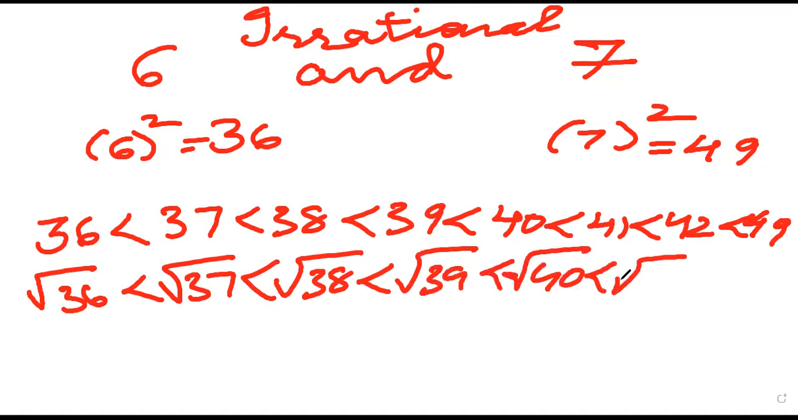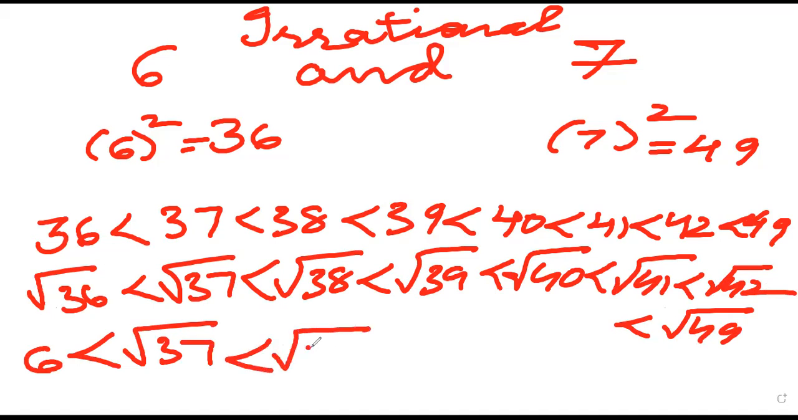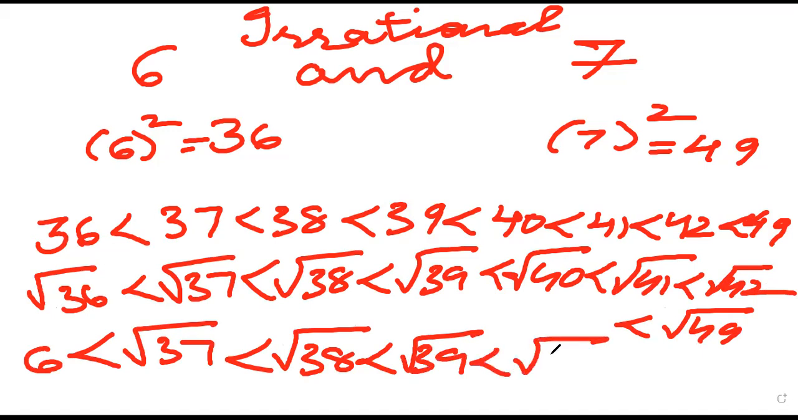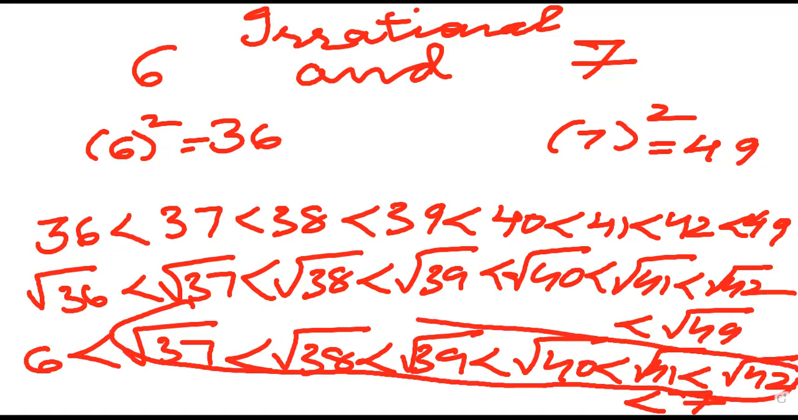Fine, children. After you have taken the square root of the numbers, you will get the numbers between 6 and 7, because root 36 is your 6. So under root 37, under root 38, under root 39, under root 40, square root 41, square root 42, and square root 49 is 7. So all these irrational numbers lie between 6 and 7. I guess, children, you are clear with this.